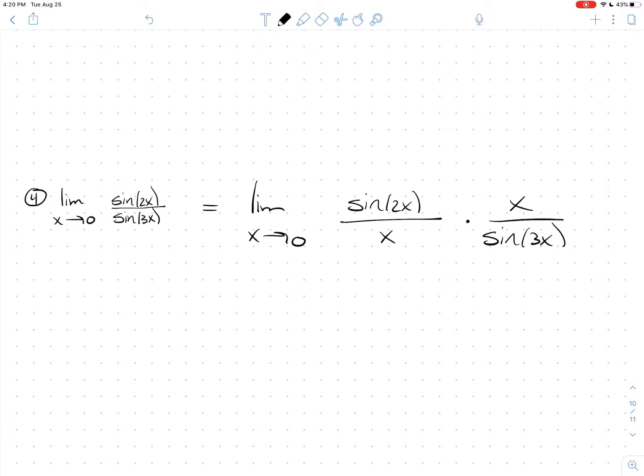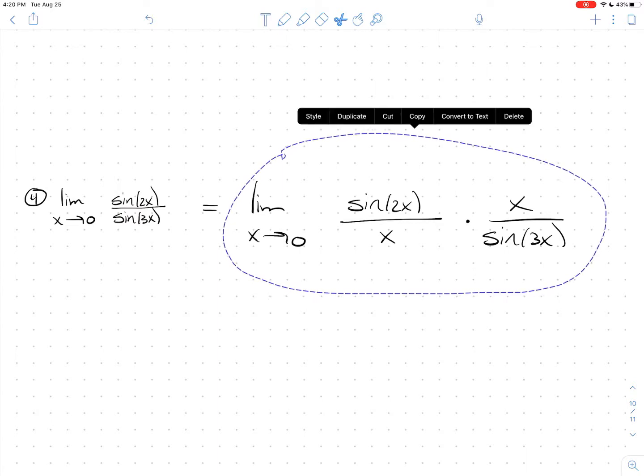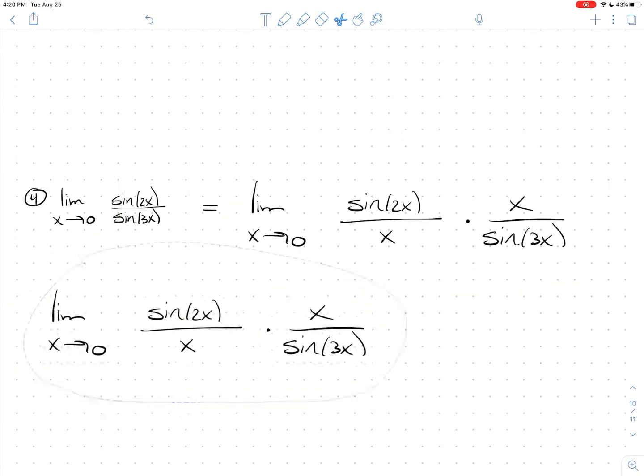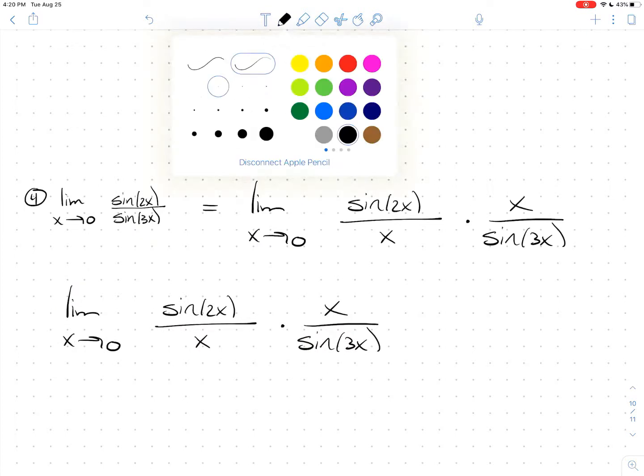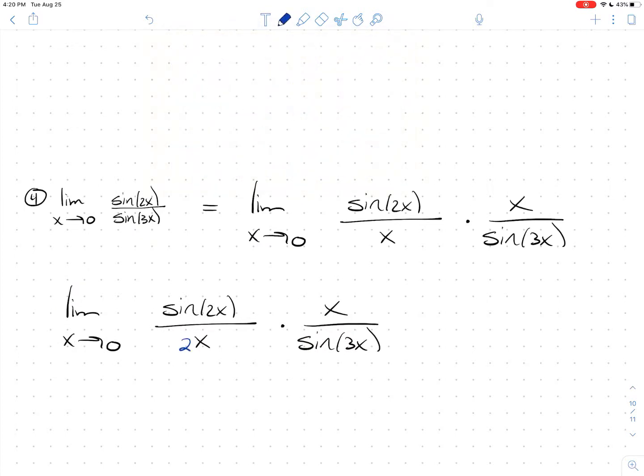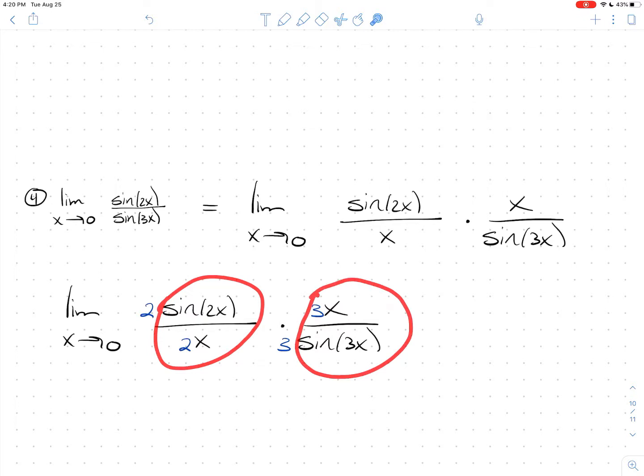And now I really want a 2 there, so I'm going to put 1 there. You know what? Just for your notes' sake, I'm going to copy this and do it again down here because I don't want you to get confused. Okay. So let's do that. All right, I want a 2 there, so I'm going to put a 2 there and a 2 here. I want a 3 there, so I got to put a 3 down there. And now you can see this part goes to 1, this part goes to 1.